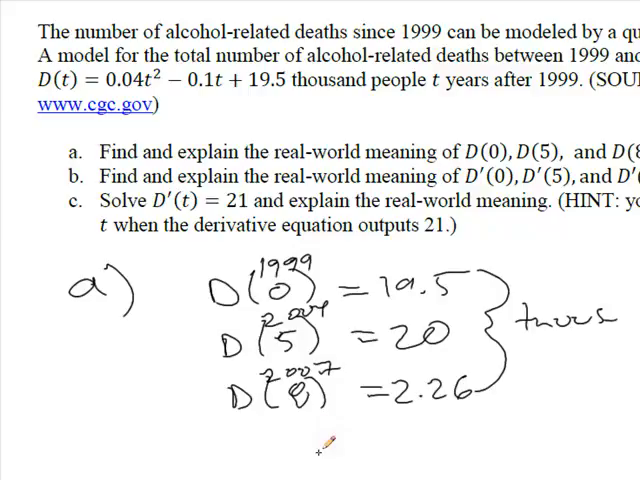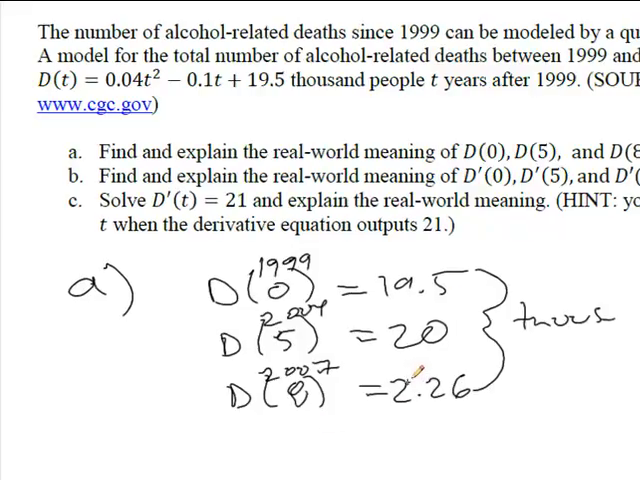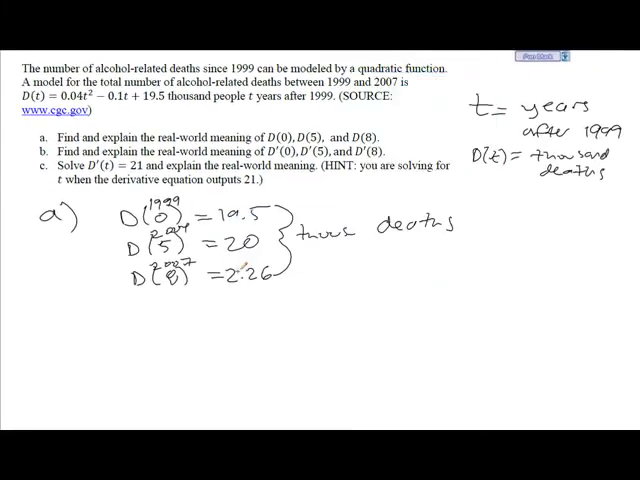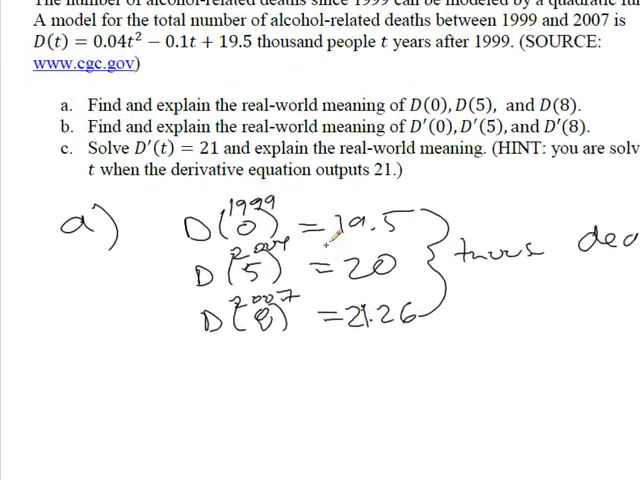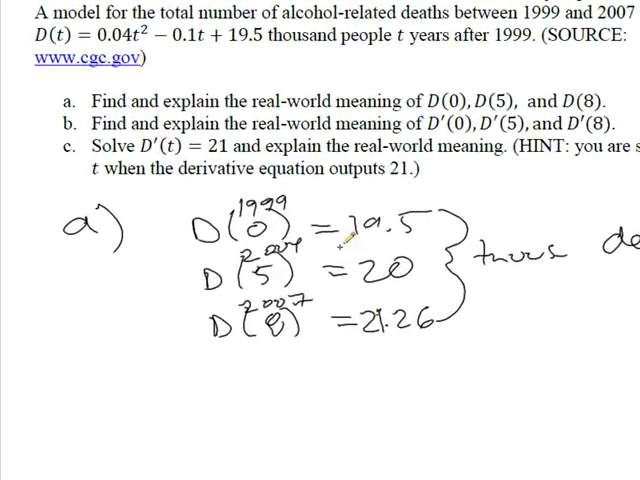So what are we noticing? Well, we see that the number of alcohol-related deaths is increasing, and now we're going to try to explain, well, is this such a bad thing? Is it increasing at a slower rate, or is it increasing at a faster rate? And that's what we're going to find out next.